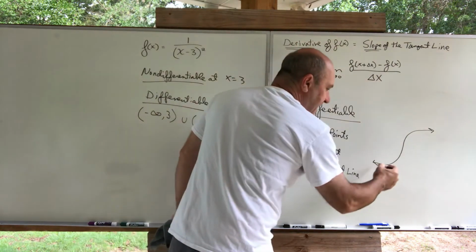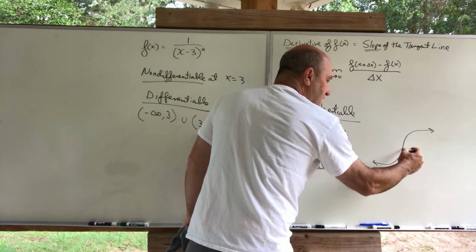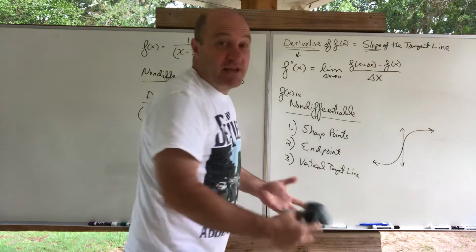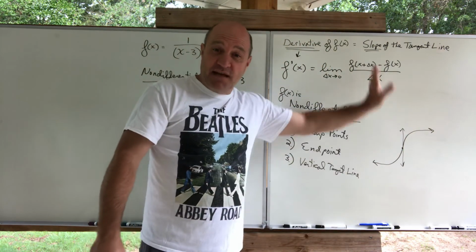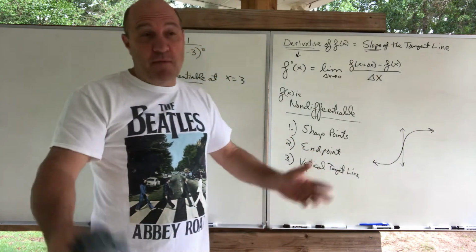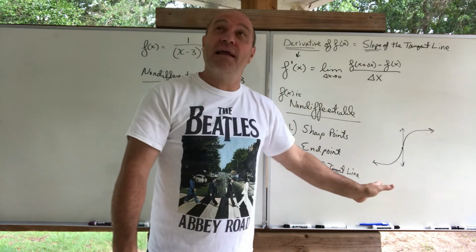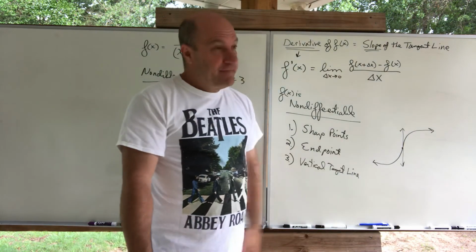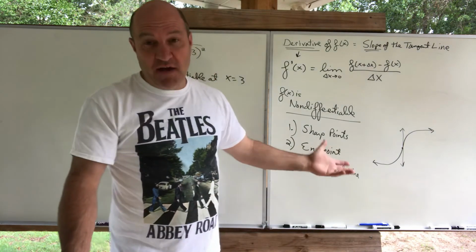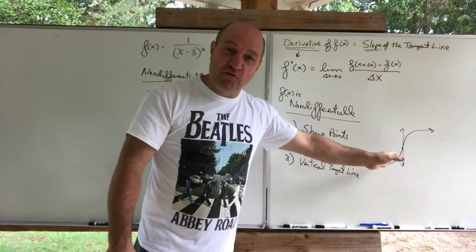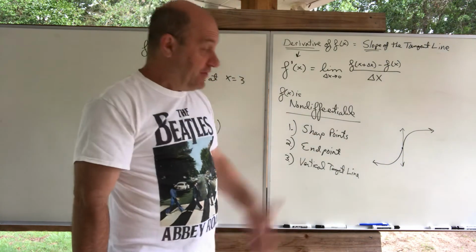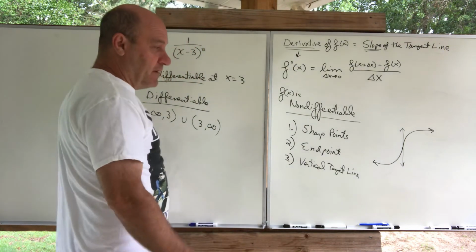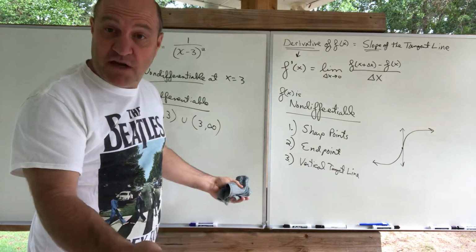There's a place right there where it becomes vertical. So the slope is fine. I mean, there's a tangent line there, but it's vertical. And if you remember from algebra, a vertical line has a slope that's undefined. So the function's non-differentiable when you have a vertical tangent line. You do have a tangent line, though, which is better than those other 2 cases. But because it's vertical, its slope is undefined.